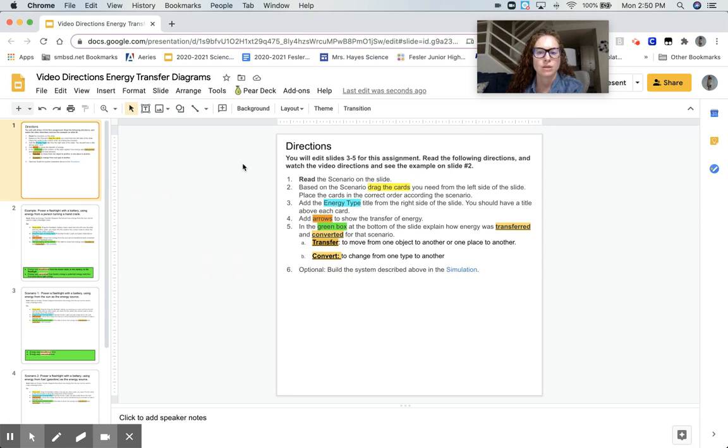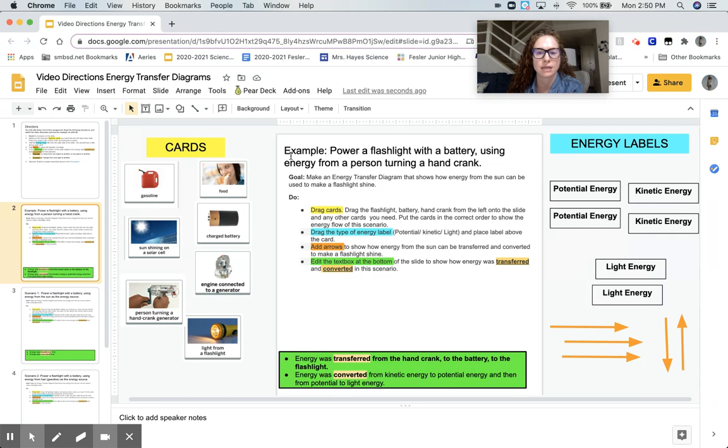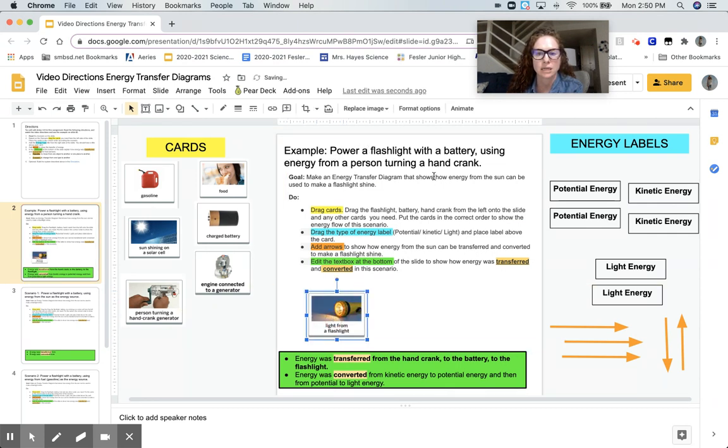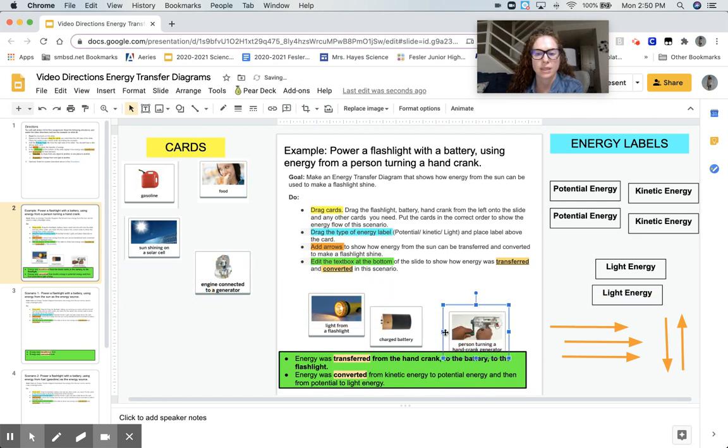Okay. So based on that scenario, drag the cards you need from the left side of the slide. Place the cards in the correct order according to the scenario. Okay, so I'm going to power a flashlight. So I need a flashlight with a battery. I need a battery and I need a hand crank. But I also noticed these are not put in the order. So the whole point is getting the flashlight to turn on. So I need to probably put the flashlight over here, right?